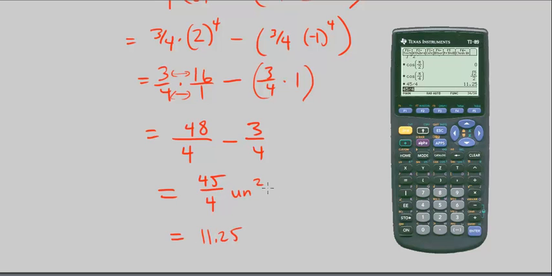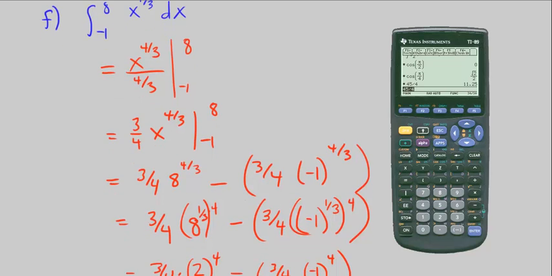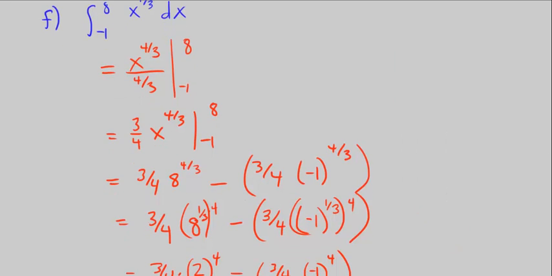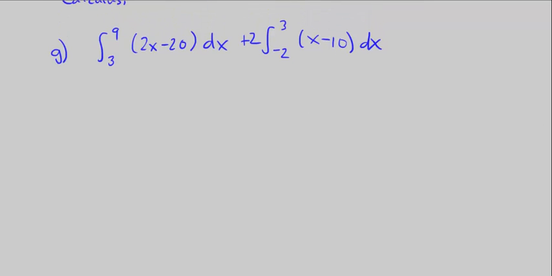So I put units squared here or here. Either one is my answer. Okay. Actually, they equal each other. I can put that even better. Okay, so now we're going to move on to part G. There's only 2 more parts. G, here's our integral.